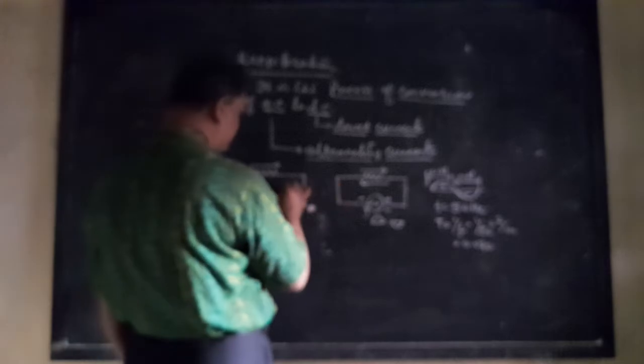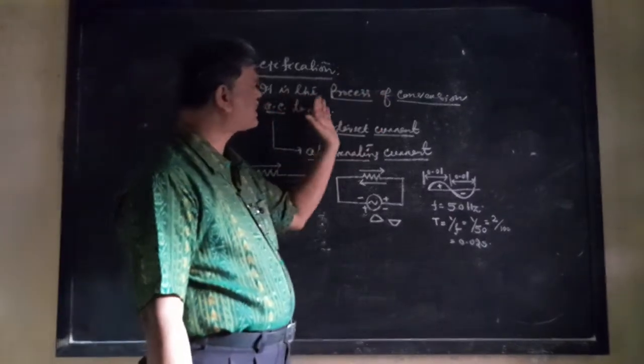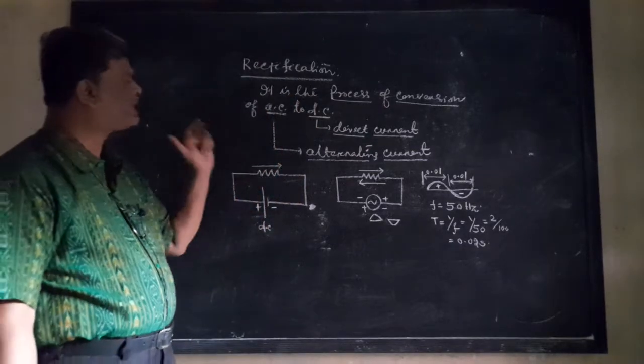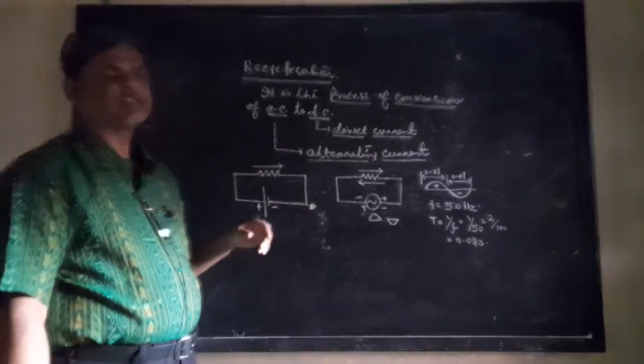Clear? So this is an alternating source and this is a direct source. The process of conversion of AC to DC is known as rectification. So why do we convert AC to DC?